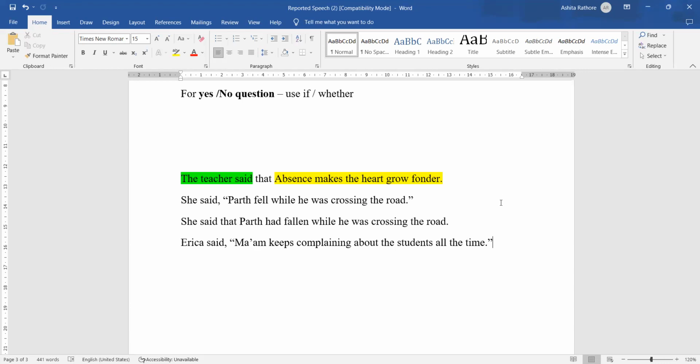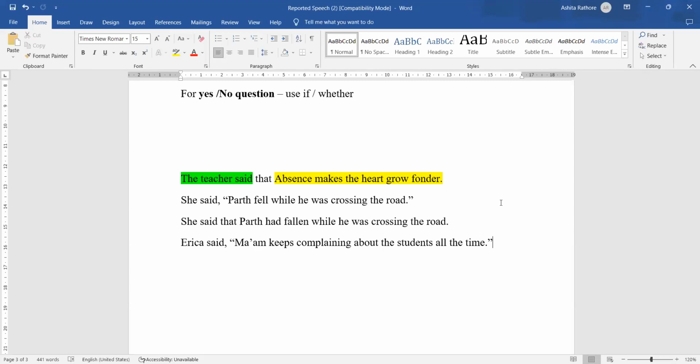All right. Others? Erika said that ma'am kept on complaining about the students all the time. Okay. Now, what is the sentence trying to convey? Is it describing a state of affairs? Look at the sentence: ma'am keeps complaining about the students all the time. Is the condition changing while you're reporting this particular state of affairs? Ma'am is still complaining, right?